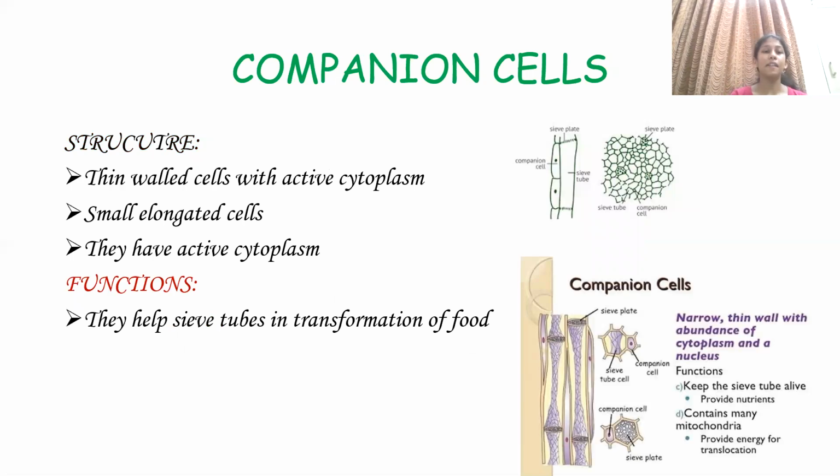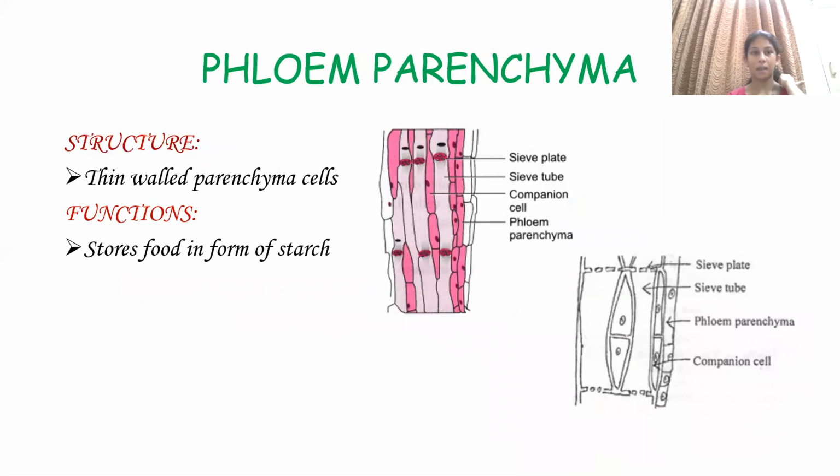Companion cells. These have thin walled cells with active cytoplasm. They are small elongated cells. The function of companion cells is they help the sieve tubes in transportation of food. So sieve tubes and companion cells perform a similar function. Coming to phloem parenchyma, you can see the picture here. They have thin walled parenchyma cells. Its function is to store food in the form of starch.